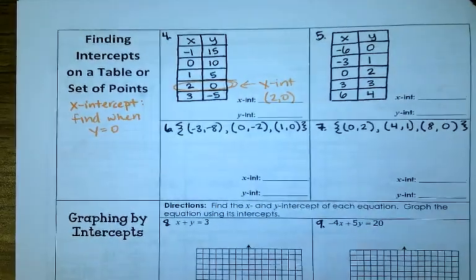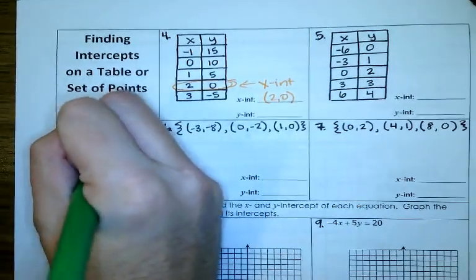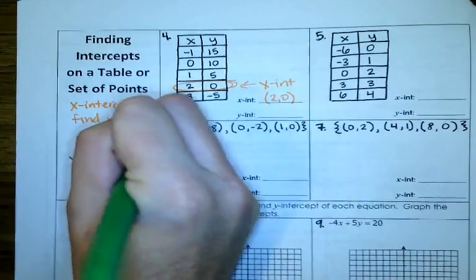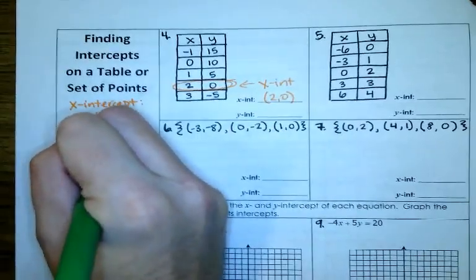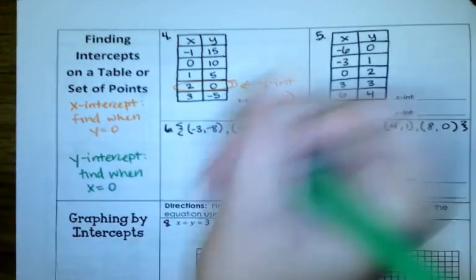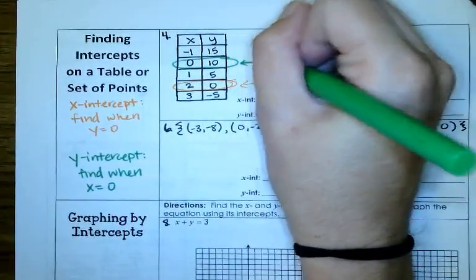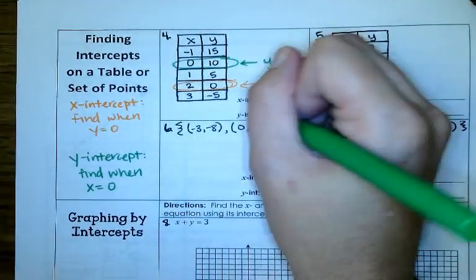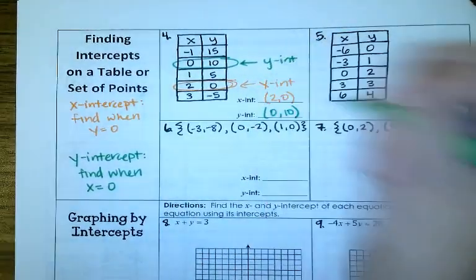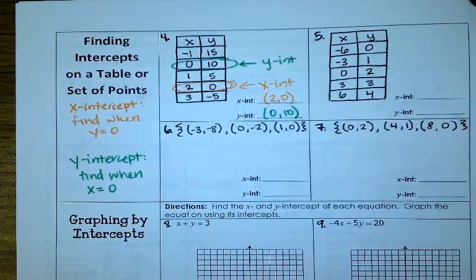For your y-intercept, you need to find when x is equal to 0. So in this case, on number 4, it would just be here. So your y-intercept would be 0, 10. Now, if you just put 2 and you just put 10, that's not correct. I want you to actually write the point. Does that make sense? I want you to actually write the point there.